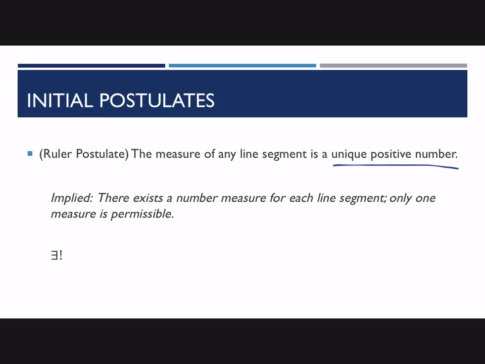There is a fun symbol for that. This backwards capital E means there exists. Okay, as in there exists a number measure for each line segment, and then if you follow that by an exclamation mark, that means a unique. So there exists a unique number measure for each line segment.